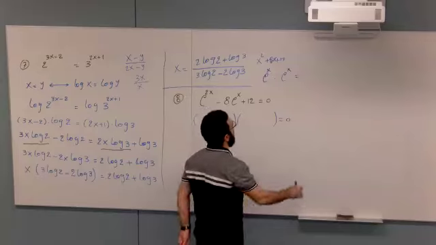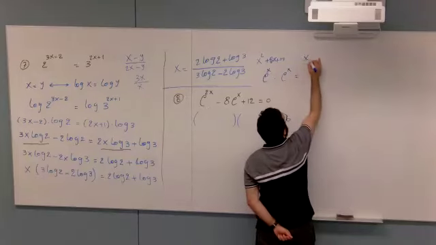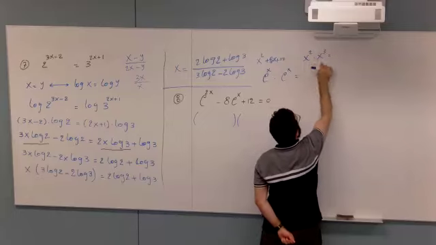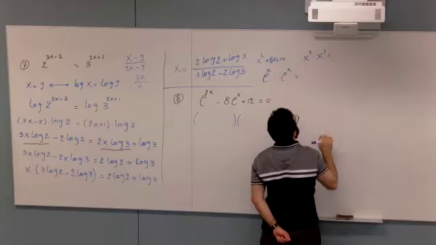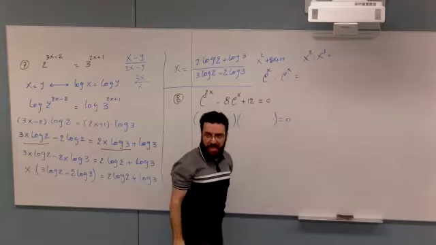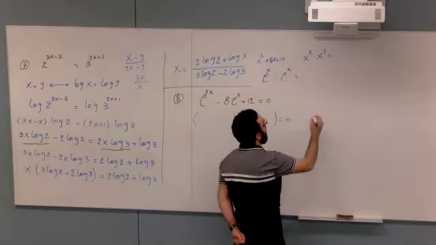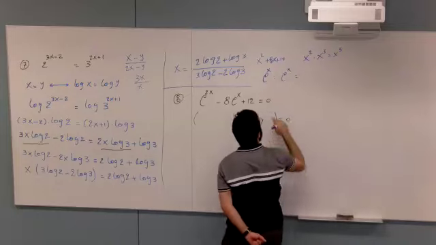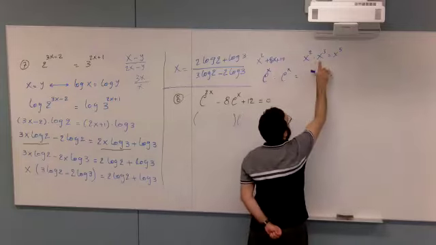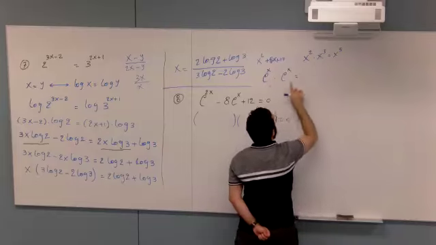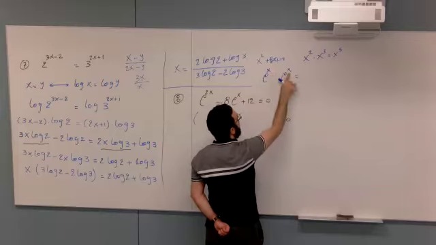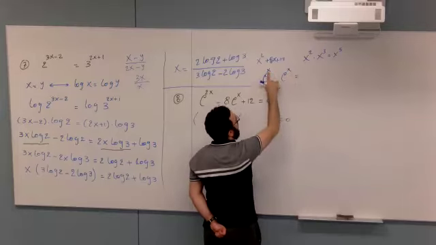Let's make it easier. When you have x squared times x cubed, when you multiply 2 numbers, what are you going to do to the exponents? Add the exponents. It's going to be x to the power 5, not 6. When I have the same base, I'm going to add the exponents. So x plus x.